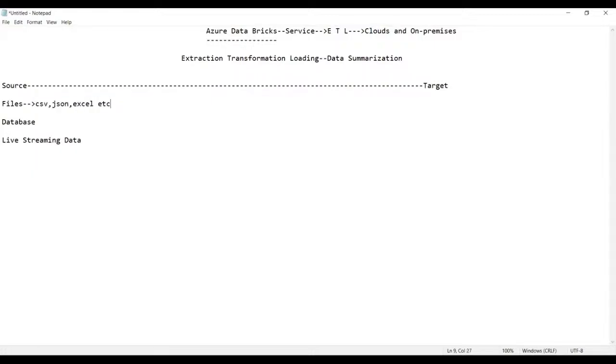So what we do is ultimately we pull in the data into this ADB, that is called Azure Databricks. This is called the process of data ingestion. Once we pull in the data, what do we do? Pulling in the data is a process of extraction.